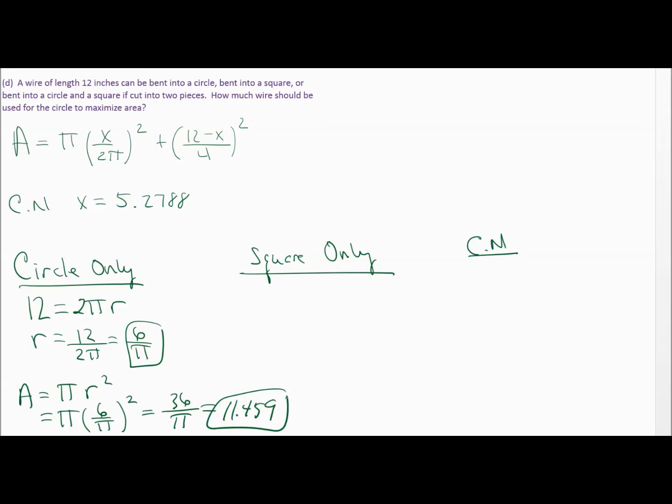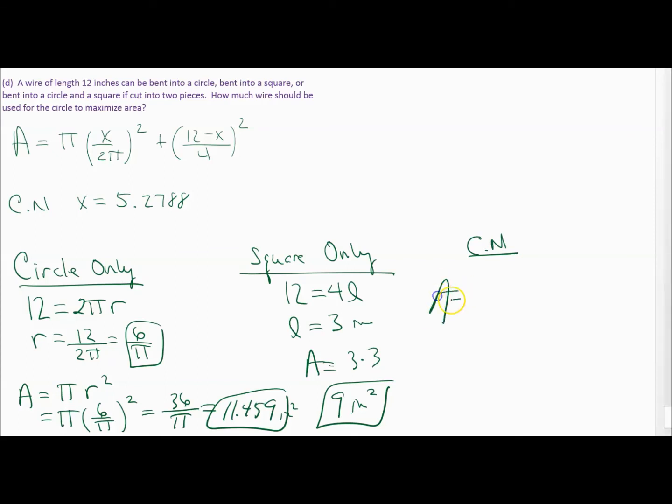And then for the square only, let's think about that. So 12 is equal to 4L. So how big is every side? Well, it's 3 inches. And then the area of a square is 3 times 3, so that would be 9 inches squared. This would also be inches squared, okay? Well, this one's bigger than this one. And then for the critical number, you would take that 5.2788 and plug it in.